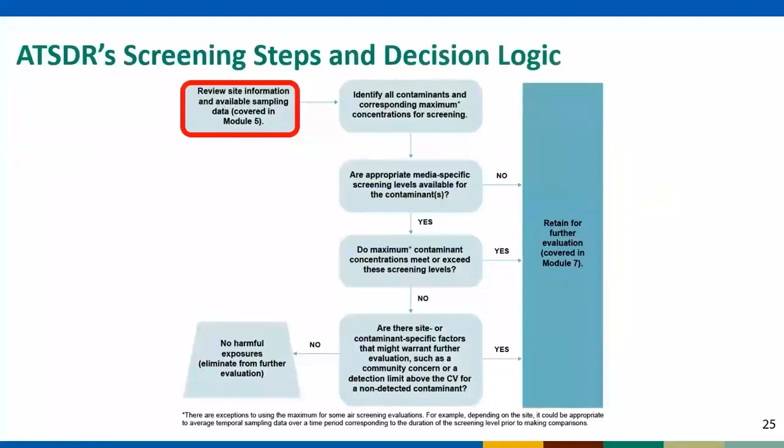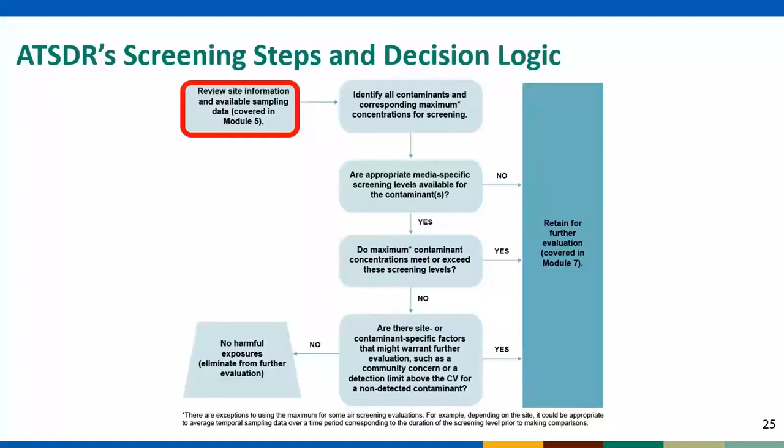Now we'll go over each of the steps and decisions for screening that help us identify chemicals whose concentrations are below screening levels and likely pose no hazards. Those steps and decisions will also help us identify contaminants and concentrations that meet or exceed screening levels and may require further evaluation. This graphic will walk us through the steps.